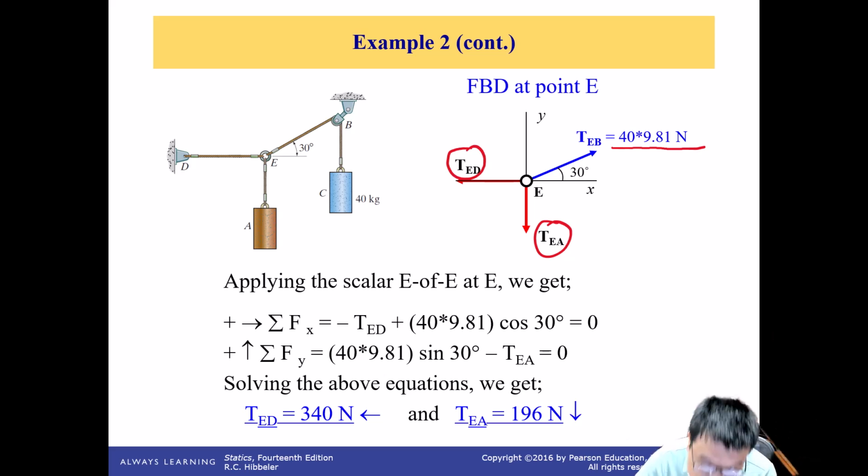Similar to example 1, we need to apply the scalar equilibrium equations at point E. First, the sum of Fx equals 0, which becomes negative TED, because TED's direction is to the left side. It's negative.